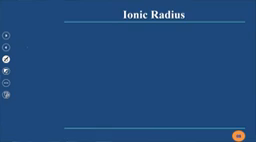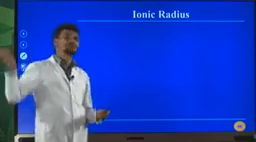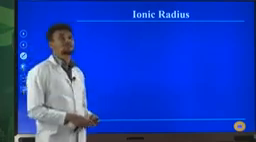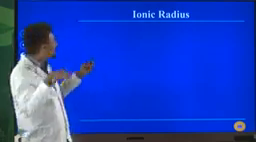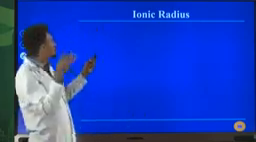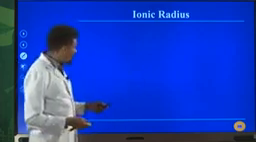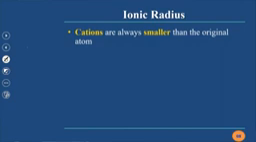What about ionic radius? You are familiar with ions. Ions are positively charged and negatively charged particles. So we can classify ions as cations and anions. Cations are positively charged ions and anions are negatively charged ions. Therefore, cations are always smaller than the original atom. For example, Na.